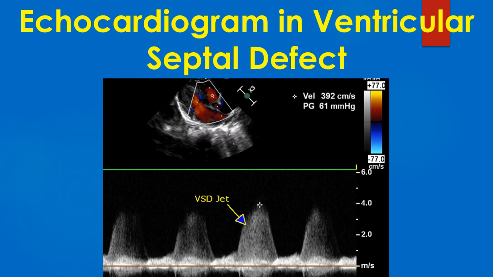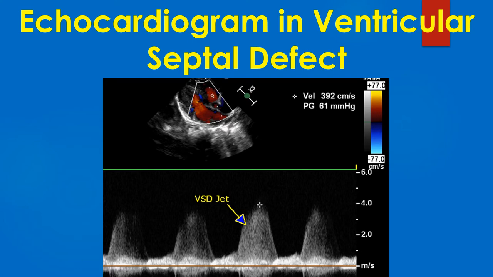Continuous wave Doppler interrogation of the ventricular septal defect showed a pansystolic jet with a peak gradient of 61 mm of mercury. This will be the difference between the systolic pressures of LV and RV. In a large VSD, when the pressures in the two ventricles are nearly equal, the velocity of the VSD jet will be small and hence the gradient will be low.